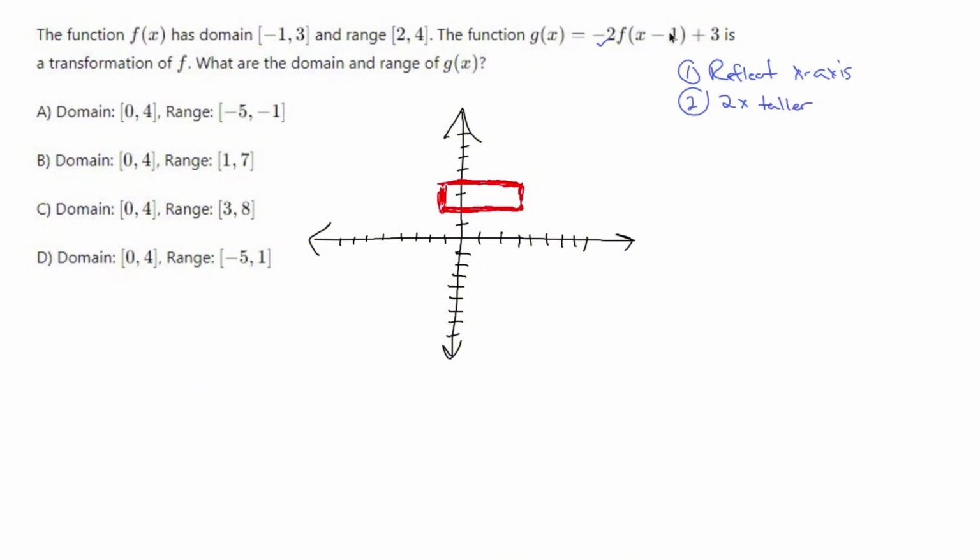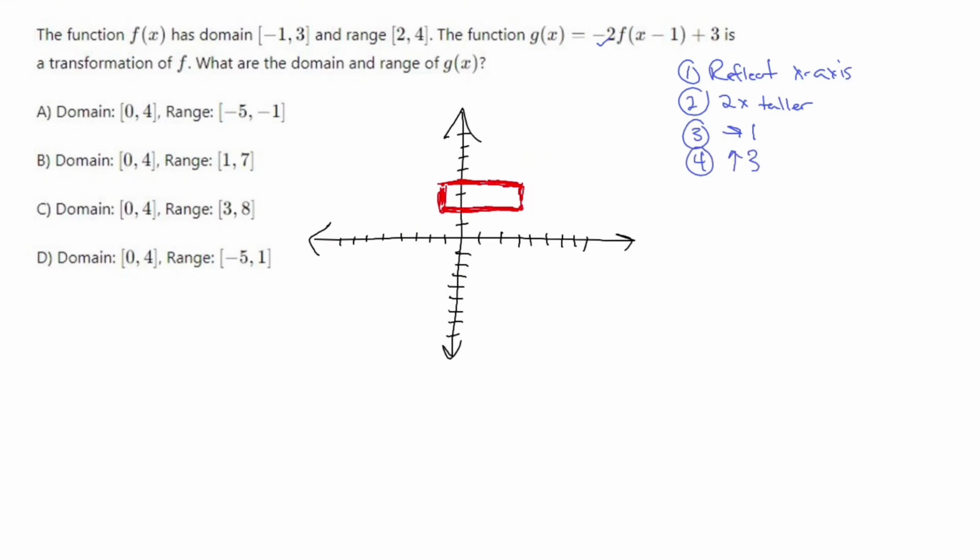x minus 1 is a horizontal translation. In other words, you move, in this case, to the right. And if you're like, whoa, whoa, whoa, it's negative. I know, everything is opposite inside the parentheses. This is going to have us moving right 1. And then that plus 3 on the outside is going to have us moving up 3.